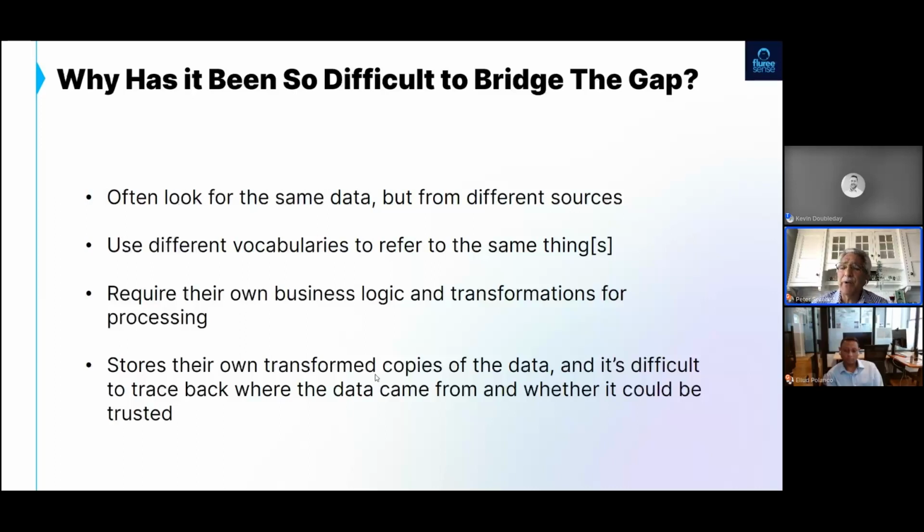And what tended to happen because of all this, and part of it was control, is they tended to store their data in their own repositories. They took the data from either the front office or back office systems, transformed it into their own schema, and then processed it. And then they created new data within, and may even have modified existing data.